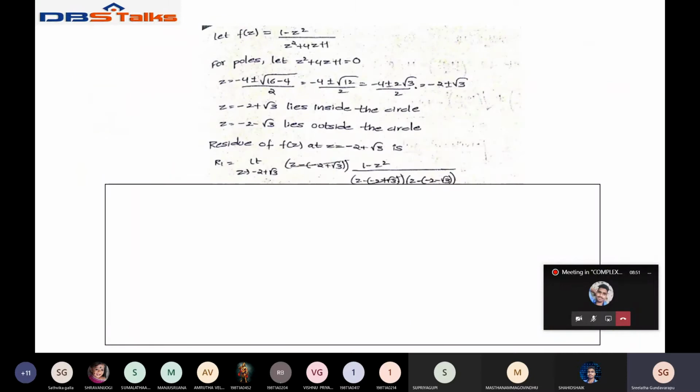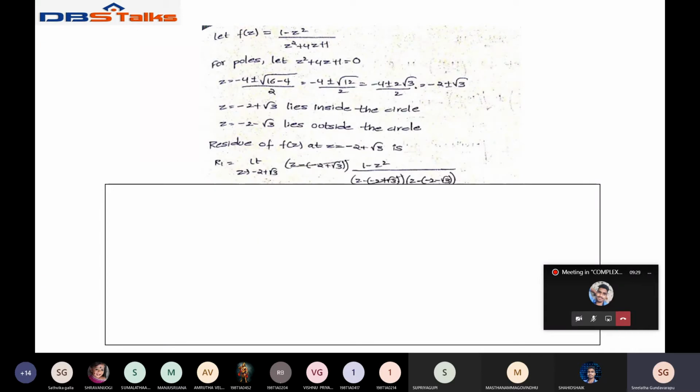Next, to find the integral of (1 minus z²) by (z² plus 4z plus 1), to find this integration value, first find the poles. For poles, let the denominator equal 0, that is z² plus 4z plus 1 equal to 0. By using the formula (minus b plus or minus root of b² minus 4ac) by 2a, we get the poles minus 2 plus or minus root 3. So these are two poles, minus 2 plus root 3 and minus 2 minus root 3. Now we verify whether these two poles are inside the circle or outside the circle.